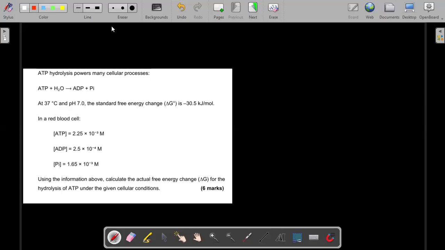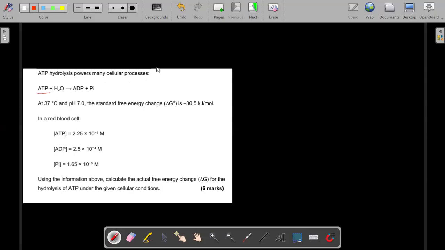So in today's tutorial, we are going to solve practical questions. We start with the first one, which says ATP hydrolysis powers many cellular processes. So we have ATP plus water giving us ADP plus a phosphate group. Through ATP hydrolysis, we are going to get our fuel, our energy.